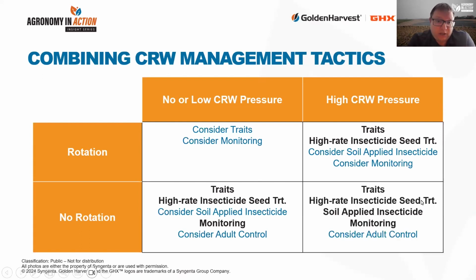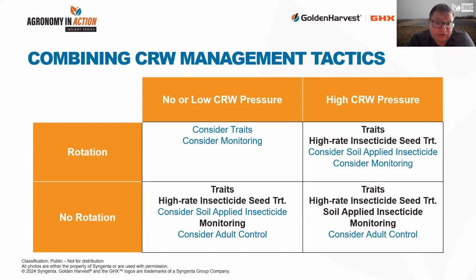And finally, the apocalypse scenario where we're in long-term continuous corn and we have ongoing high pressure and/or variance. Essentially, at this point, everything comes onto the table. The only one that might not be is whether you're going to actually take an action to control adults. We'll talk about that in a little bit. That's one where we've seen kind of variable results.